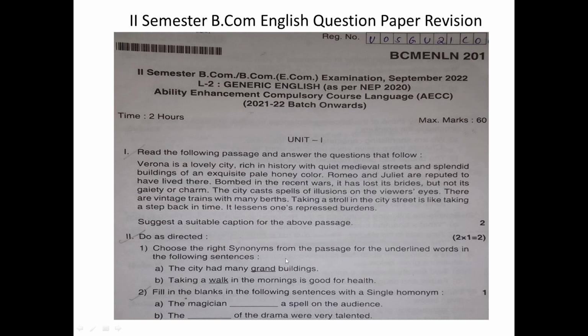Then there are some synonyms which you have to take from the passage. They have used them in sentences here, but those synonyms are found in the passage. For example, choose the right synonyms from the passage for the underlined words in the following sentences. The city had many grand buildings. So here you have buildings, and it is described as splendid buildings. So this word building hints you that grand means splendid. So you have to write the word splendid here.